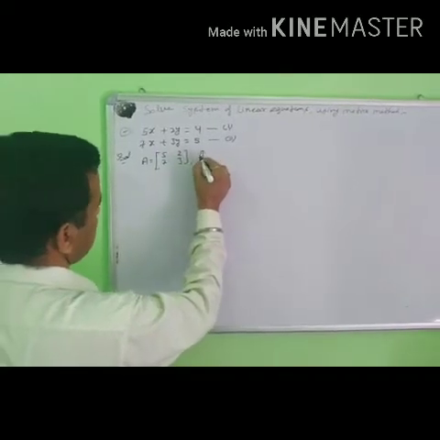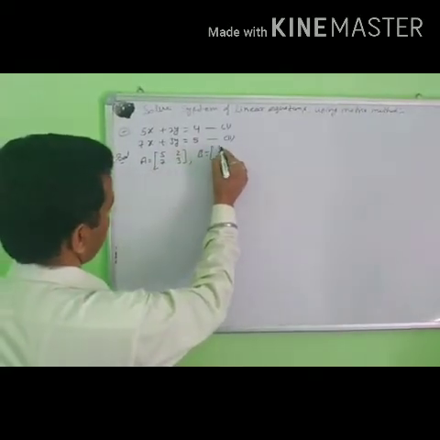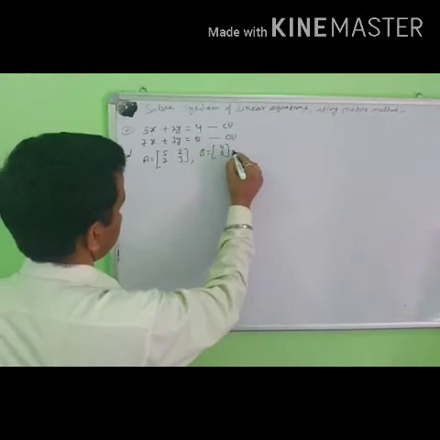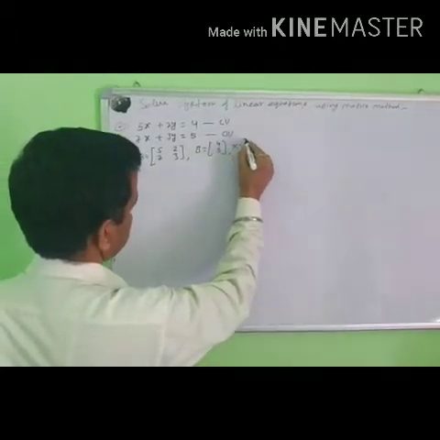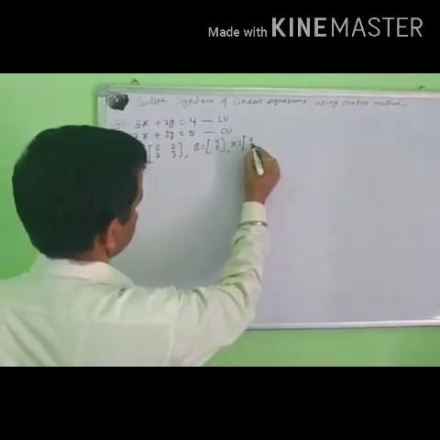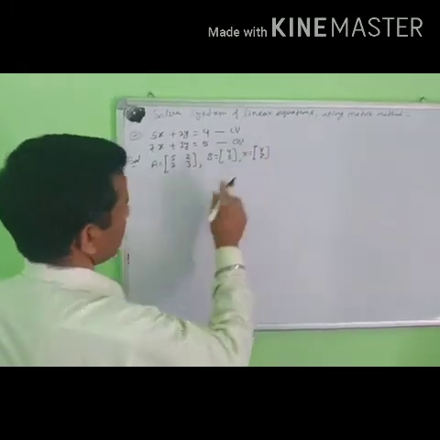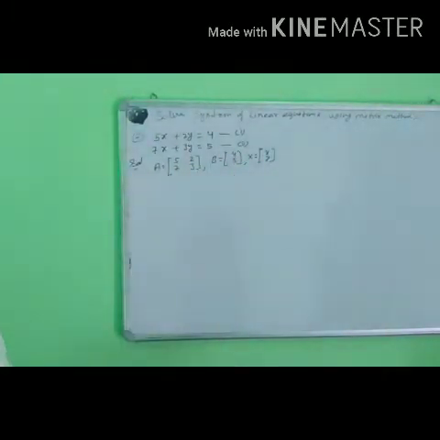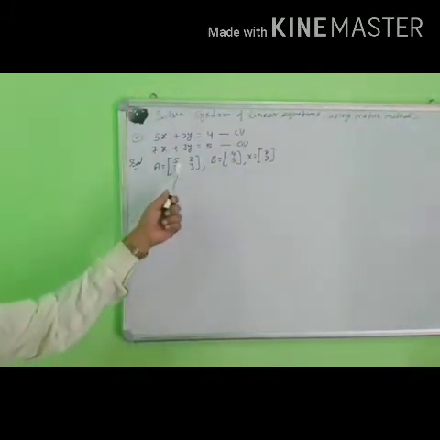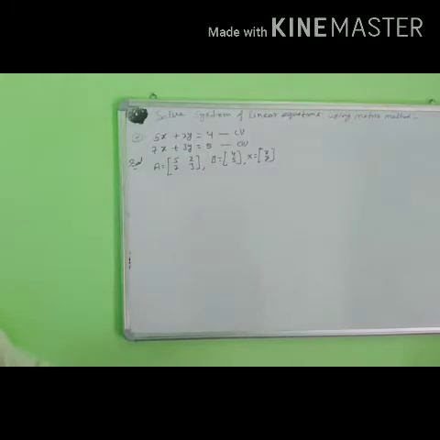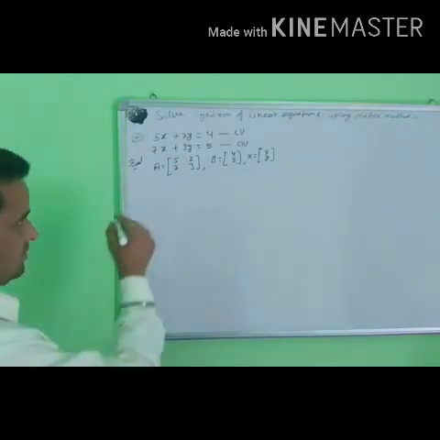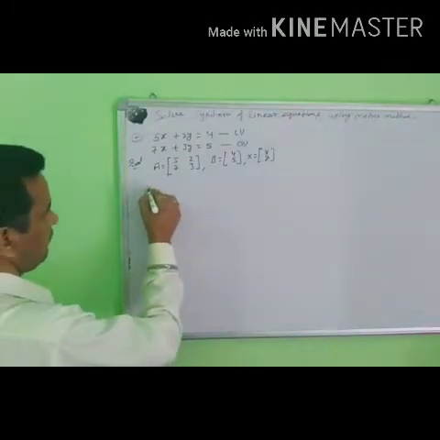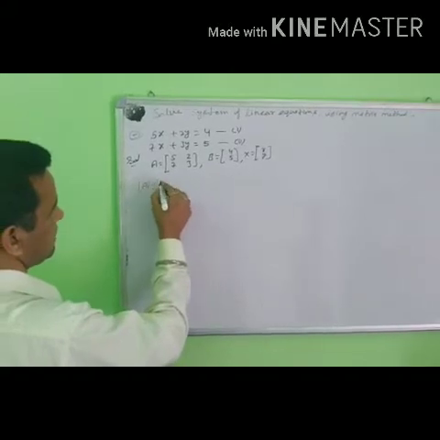Matrix B here, 4 5, and matrix X here, X and Y. Always, before starting the solution, first convert to matrix form. Second, check whether this matrix is singular or non-singular. Now determine the value of this matrix's determinant.